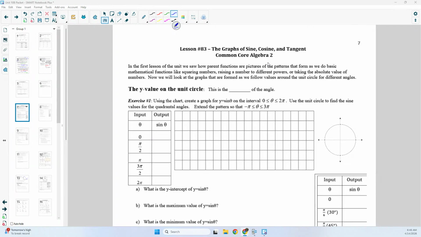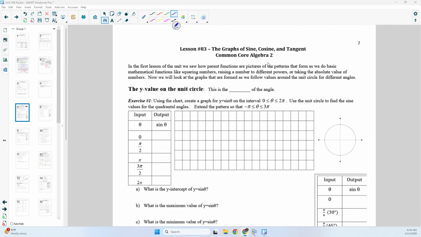do basic mathematical functions, like squaring numbers. When we square numbers, they stay positive and they grow faster than the numbers themselves. We get a parabola, right? Exponentials, when we raise a number to different powers. Absolute value makes things positive, which is why we get that V graph. So we've seen how the operations give us different shapes.